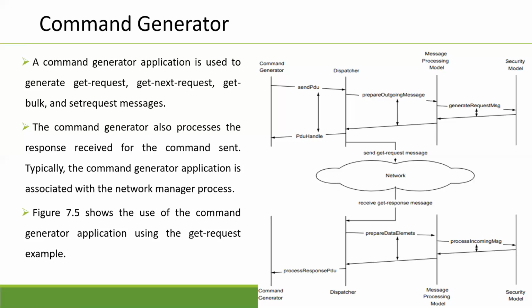So the process response PDU would deliver the PDU, which contains the value for the system group in that diagram, to the command generator. The command generator matches the response PDU received with the request ID with the one that was sent. This is the process that happens in the command generator.